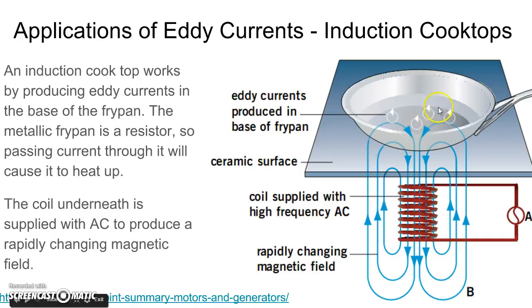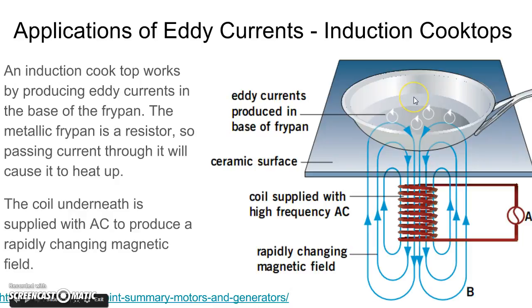Okay, so if we're producing eddy currents in the base of that frying pan, because the metallic fry pan is a resistor, if we've got these eddy currents running through it, it's going to heat up. Okay, so only the fry pan heats up and it cooks your food, but the actual hot plate doesn't heat up. Okay, only the fry pan heats up.